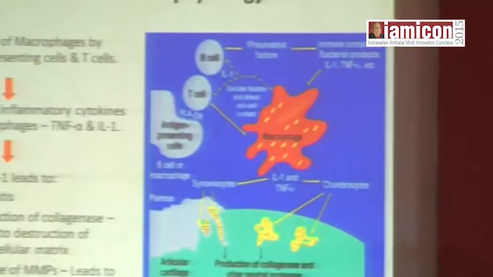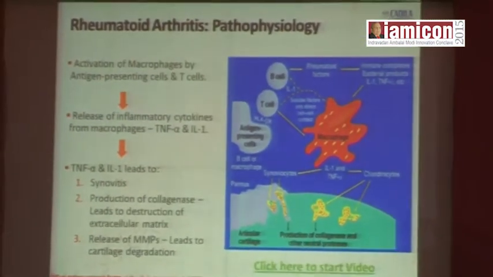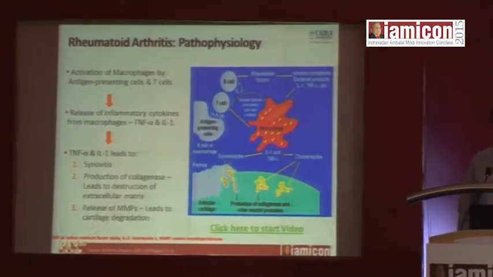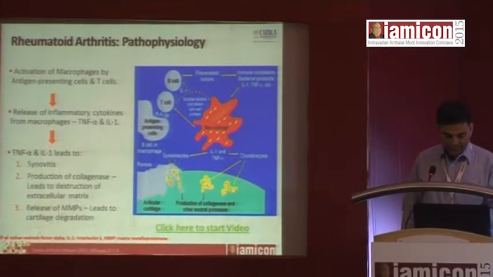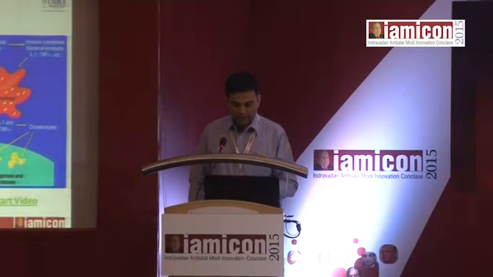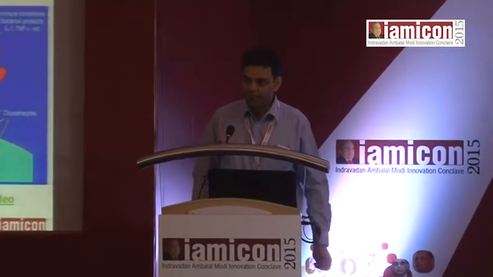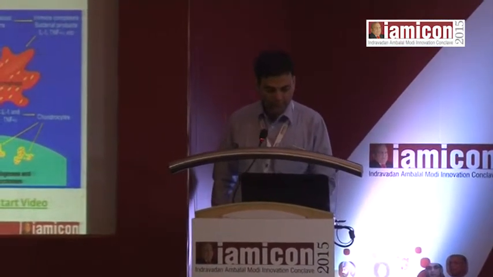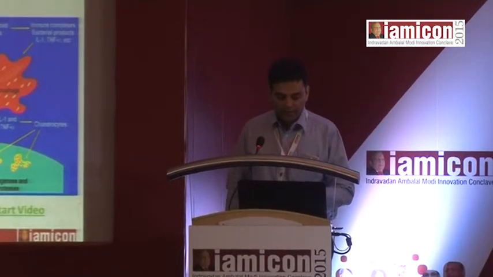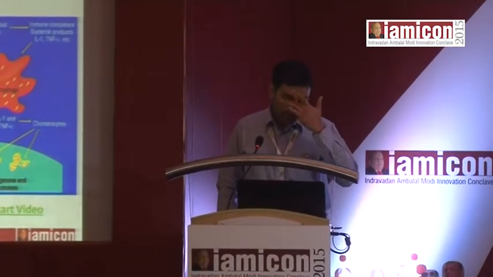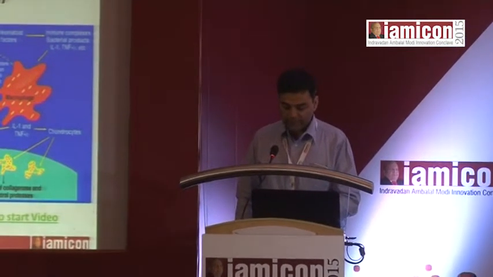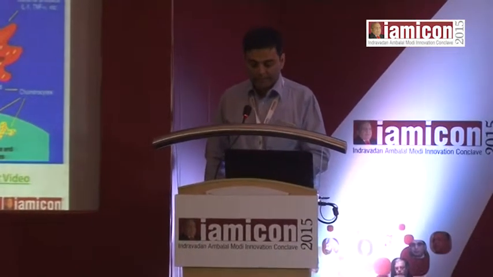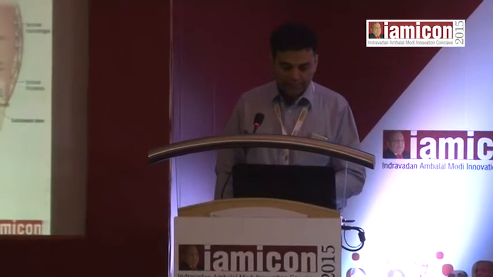If you look at the molecular level of the disease pathology, you have the activation of the macrophages, the antigens and the T cells. These are the thymus cells, and you have the release of the inflammatory markers, tumor necrosis factor alpha and the interleukin 1s, which leads to synovitis and production of collagenases and metalloproteinases, which are all degrading the cartilage of the joint.